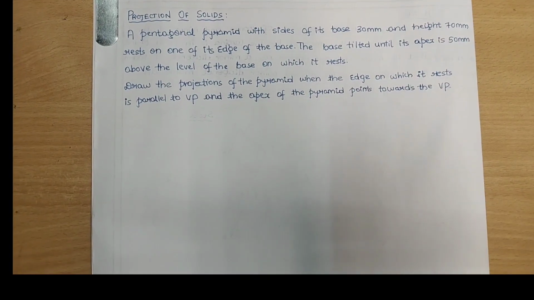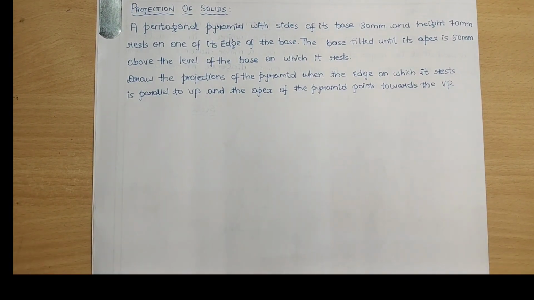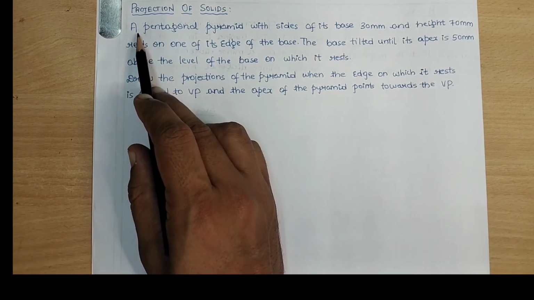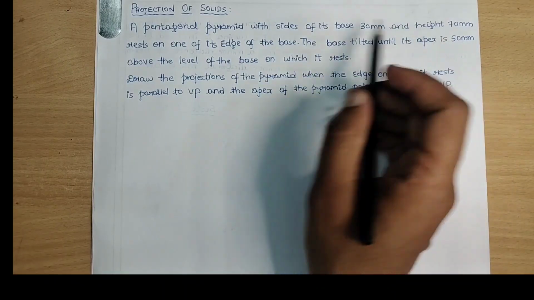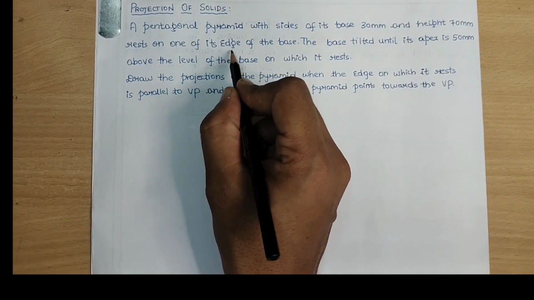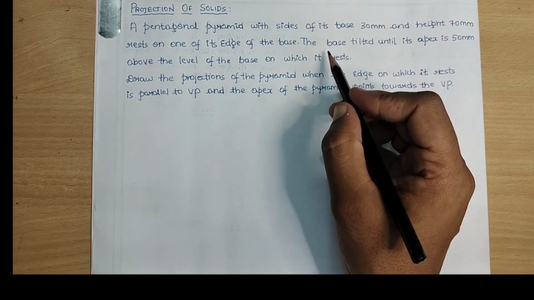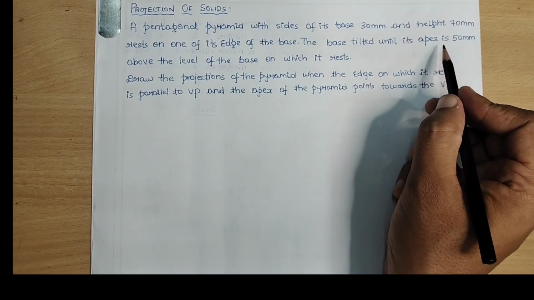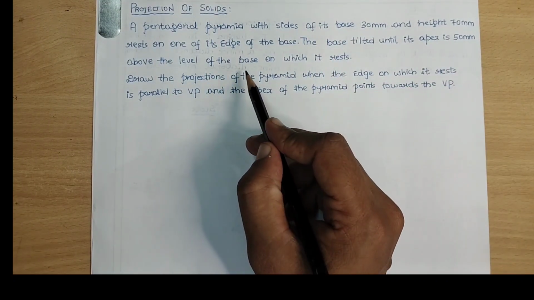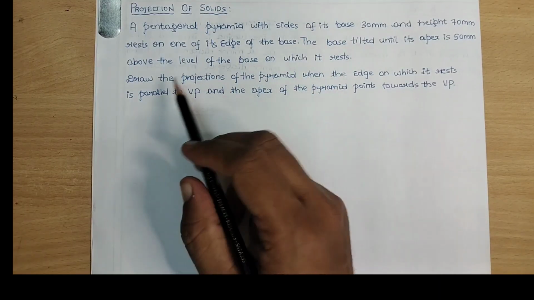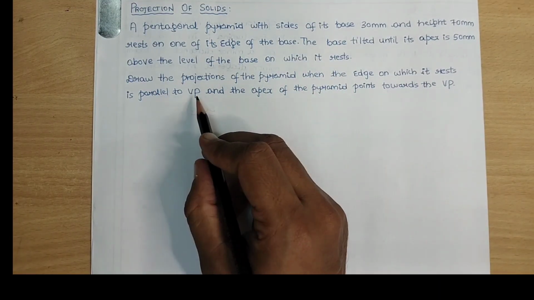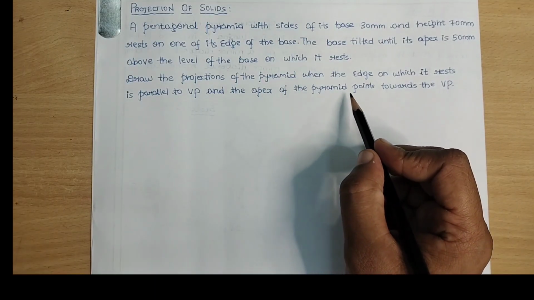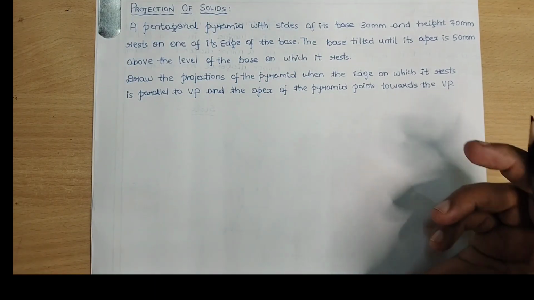In this video, let us see how to solve a question on engineering drawing projection of solids. The question is like this. A pentagonal pyramid with sides of its base 30 mm and height 70 mm rests on one of its edges of the base. The base is tilted until its apex is 50 mm above the level of the base on which it rests. Draw the projections of the pyramid when the edge on which it rests is parallel to VP and the apex of the pyramid points towards the VP.